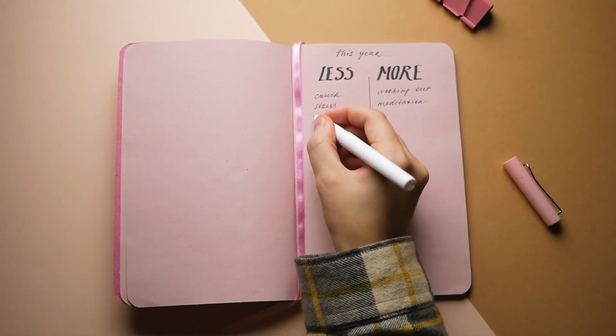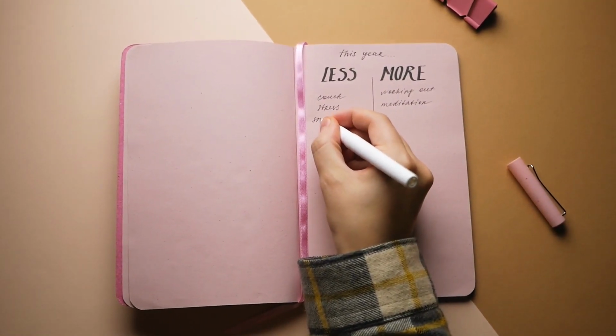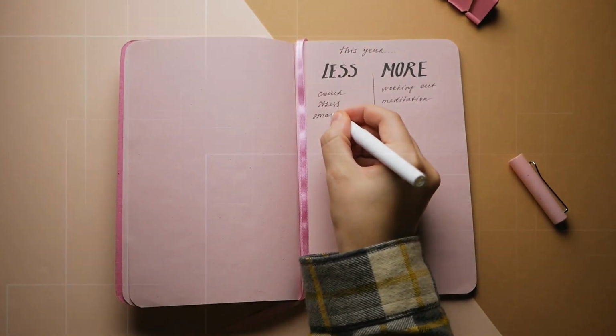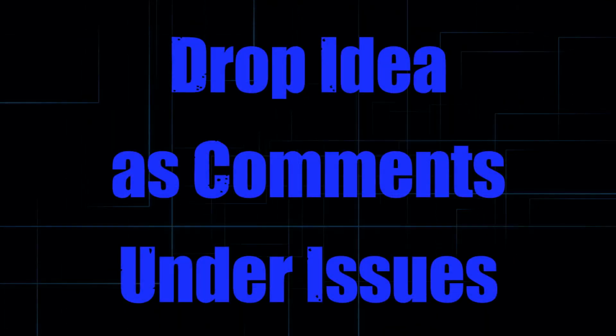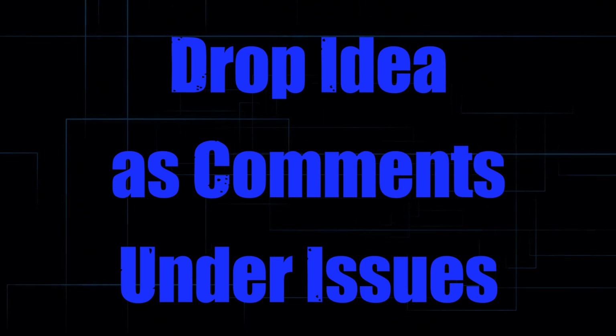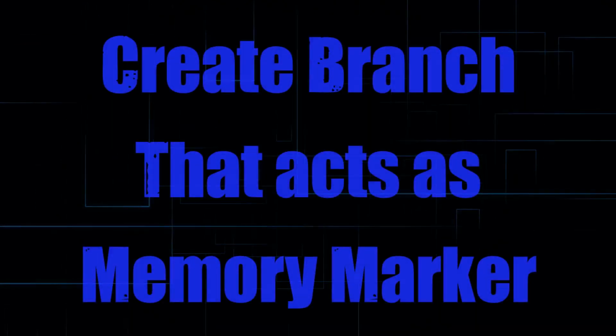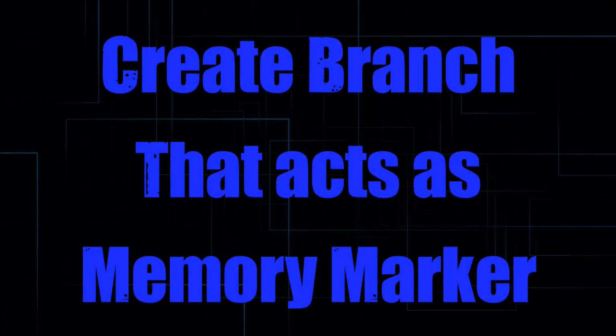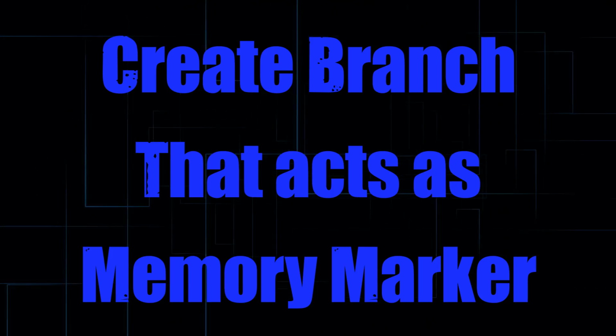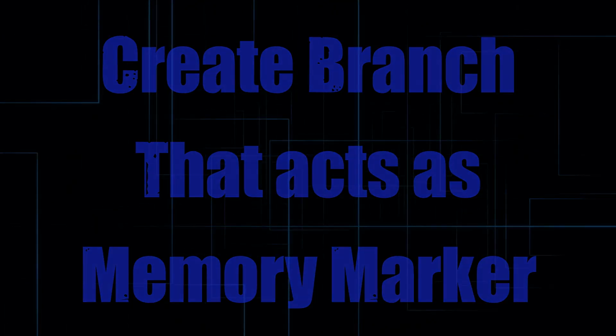Most beginners list down ideas in a notes app or even paper and lose track of what they were solving. Instead, drop your idea as a comment under a GitHub issue. That way, you will never lose context. To make it stick, create a branch with a descriptive name that will act as a memory marker when you are working on an issue.